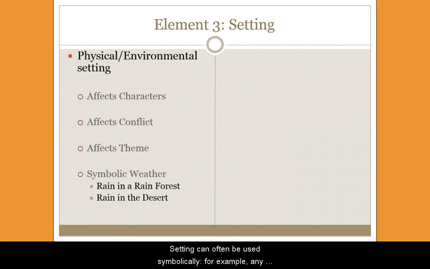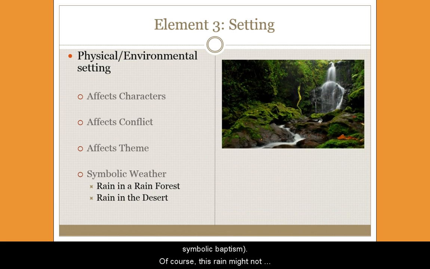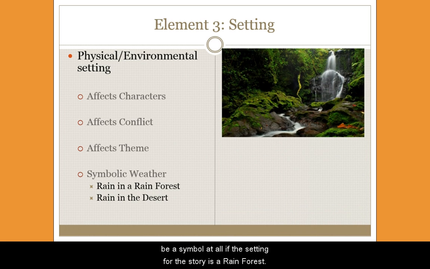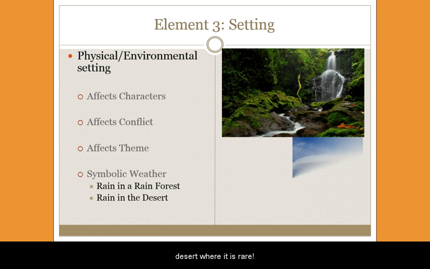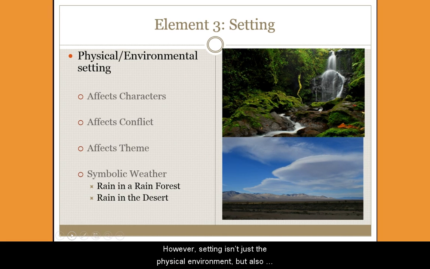Setting can often be used symbolically as well. For example, anytime it rains in a story, you must consider whether that rain might represent a rebirth of the character, or a sort of symbolic baptism. Of course, this rain might not be a symbol at all if the setting for the story is a rainforest. Rain is a much more significant symbol in the desert, where it's rare.